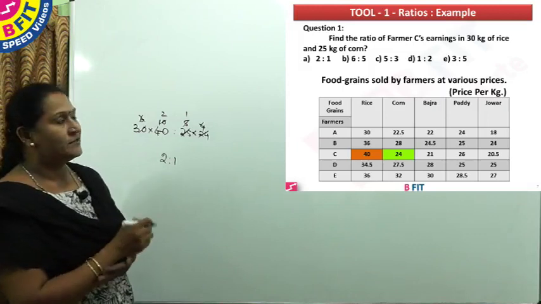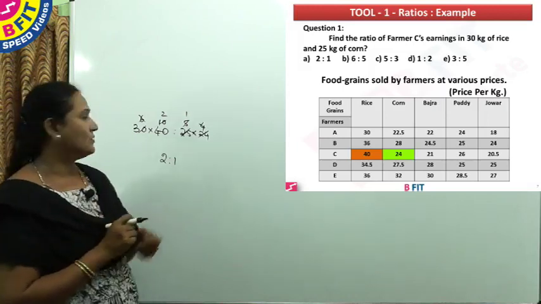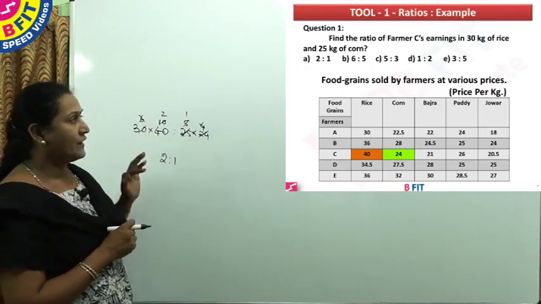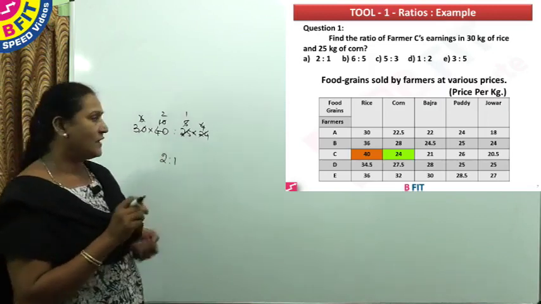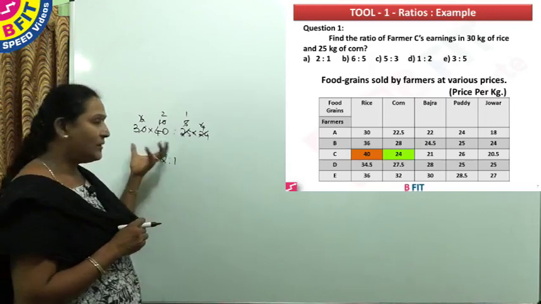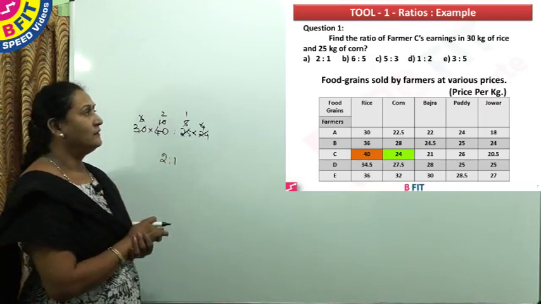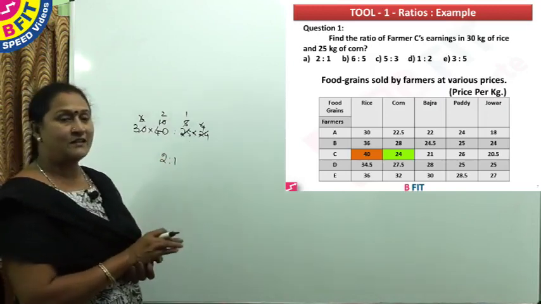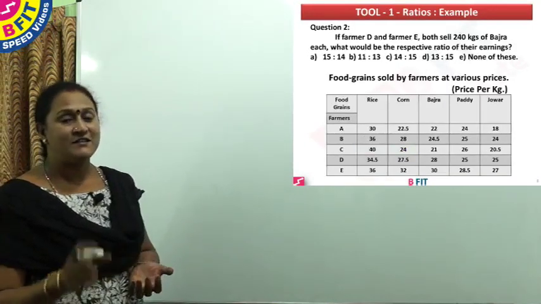So here earnings is got by multiplying the quantity and cost per kg. The quantity is 30, cost per kg is 40. And for corn, the quantity is 25 and the cost per kg, which we have highlighted in green color, is 24. Simplifying the common factors, the ratio got is 2:1 and the answer is option A. So we'll see the next question. We'll see the second question.